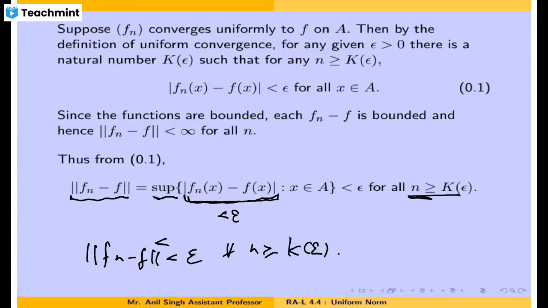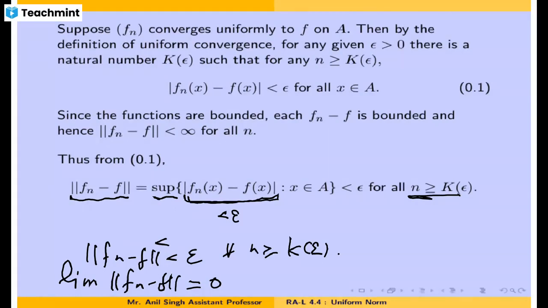And hence by the definition of the convergence of a sequence, it follows that the limit of this sequence, norm of fn minus f, is equal to zero. So this is the direct way. When you have that the sequence is converging uniformly, then the sequence of the norms converges to zero.